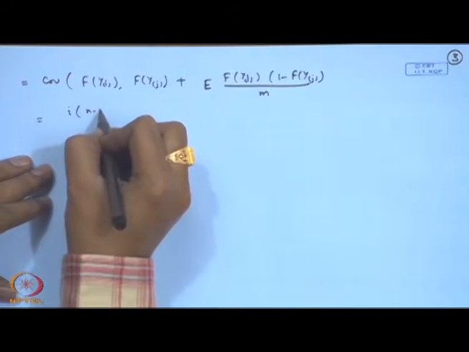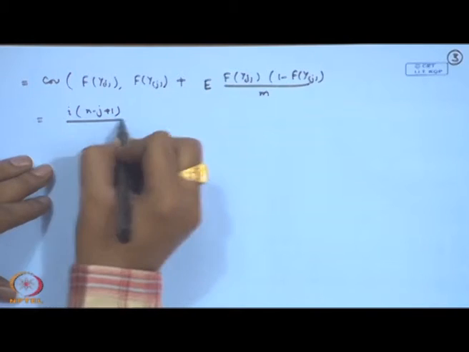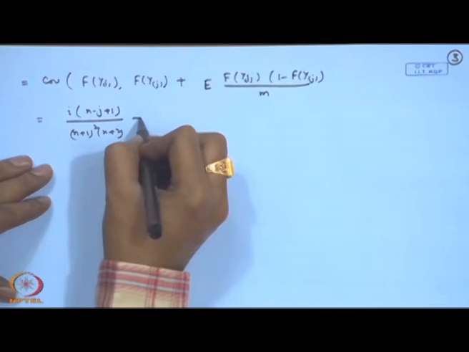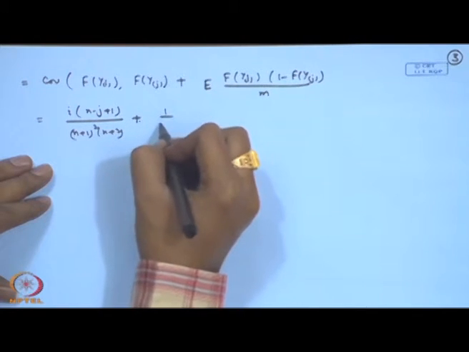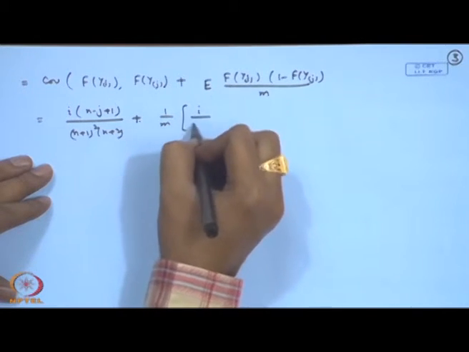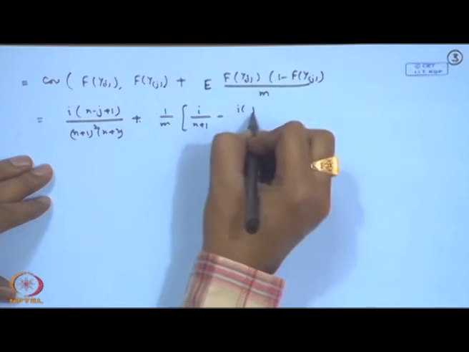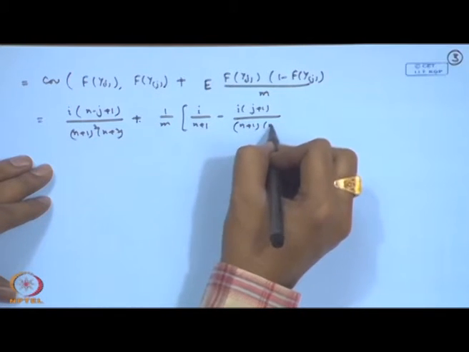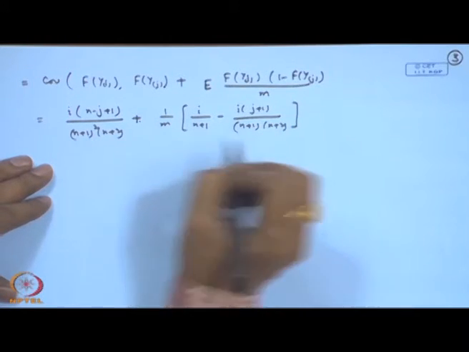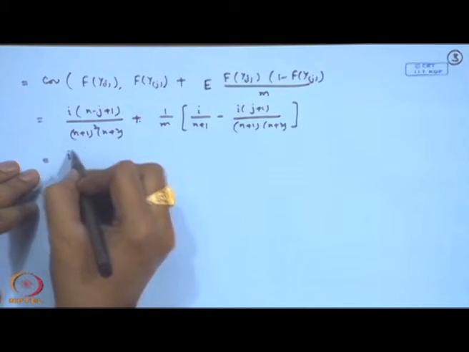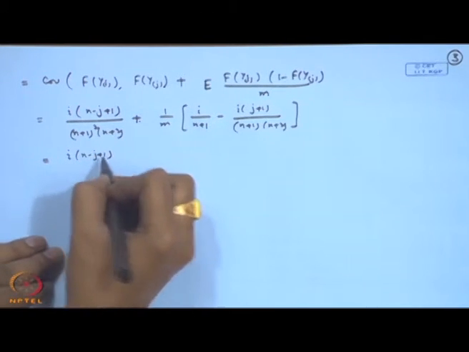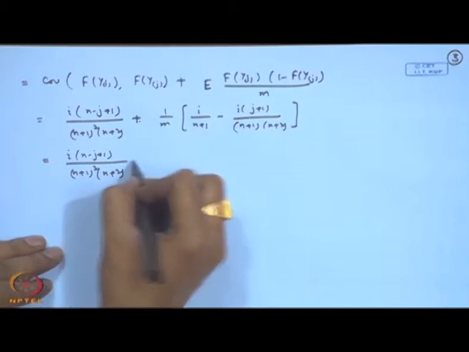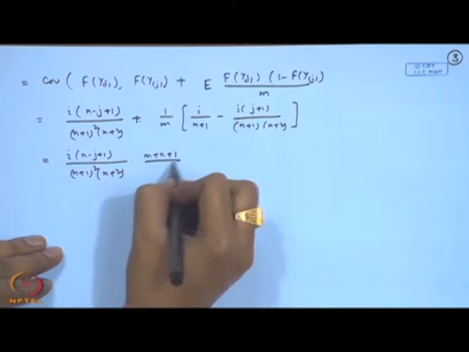So, the formula for the covariance we have derived earlier is i into n minus j plus 1 over (n plus 1) square into (n plus 2), times 1 by m, i divided by n plus 1 minus i into j plus 1 divided by n plus 1 into n plus 2. So, after simplification this turns out to be i into n minus j plus 1 divided by (n plus 1) square into (n plus 2), times m plus n plus 1 divided by m.